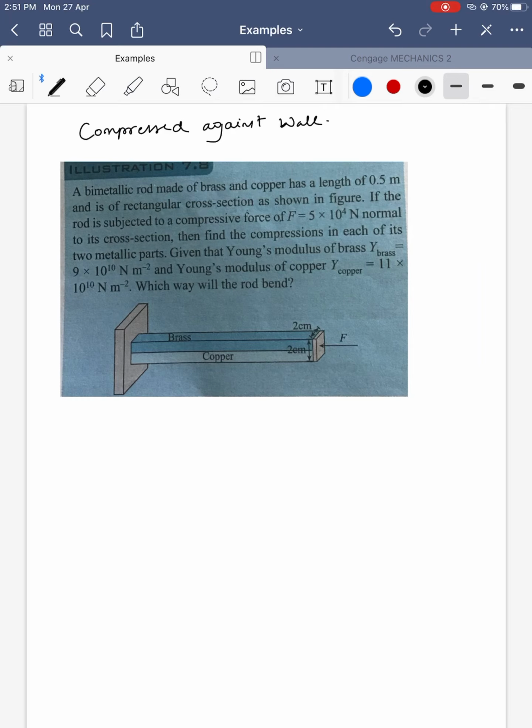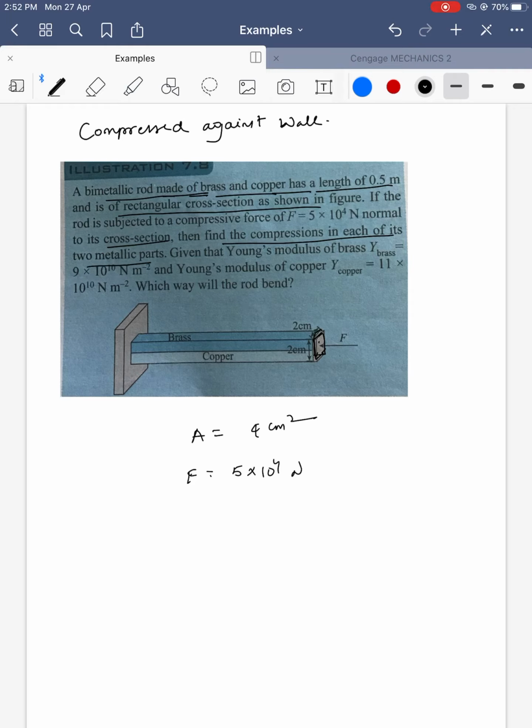Let's go to the other part. A bimetallic rod made of brass and copper has a length given, and a rectangular cross section, area of cross section given. If it is a rectangle, what is the area perpendicular to it? So remember, area is 4 centimeter square, 2 by 2, and force F is equal to 5 into 10 power 4 Newton normal to the cross section is applied. Then find the compression in each of its metallic parts.